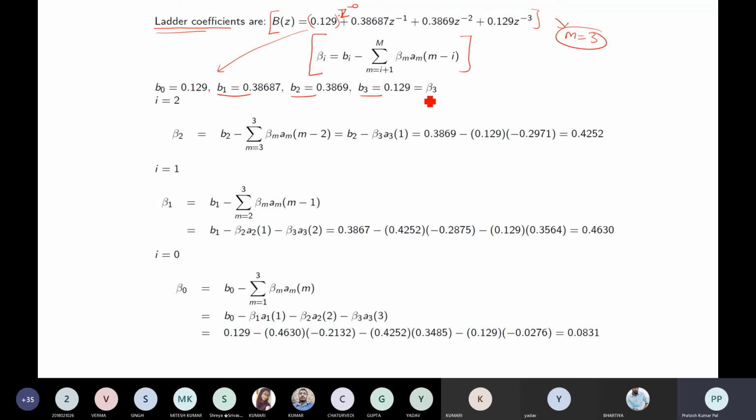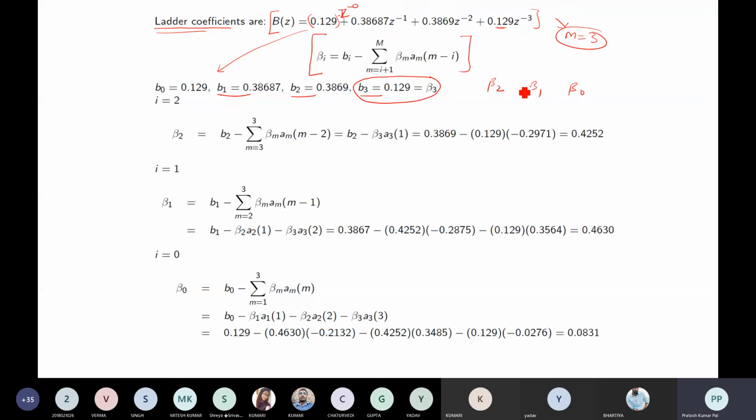So b3 will be the last coefficient, and it will always be equal to the transmission coefficient, that is beta 3 is equal to b3 is equal to 0.129. Okay, so now beta 3 is given, so we need to find out beta 2, and then beta 1 and beta 0. These are the values we need to find out.